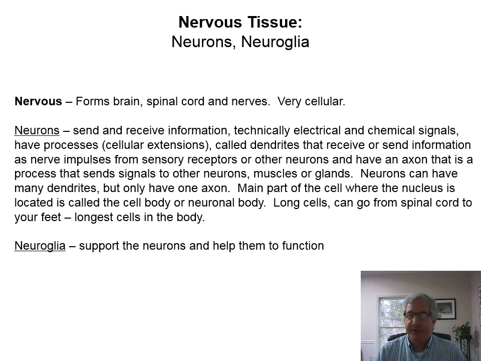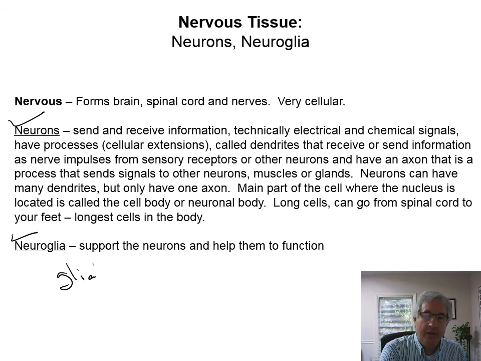Anyway, so what is nervous tissue? Well, nervous tissue forms the brain, spinal cord, and nerves. It's highly cellular. There are lots of cells that make up the brain, the spinal cord, and nerves. And the two types of cells found in nervous tissue are neurons and neuroglia. Sometimes you'll hear them referred to as glial cells, but they're really called neuroglia or neuroglial cells.